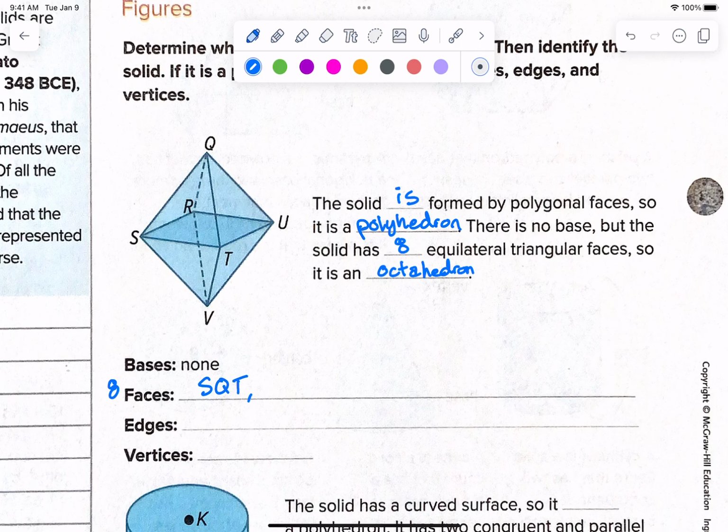So let's name the other faces. All 7 of them. All the rest of the 7 of them. Okay.